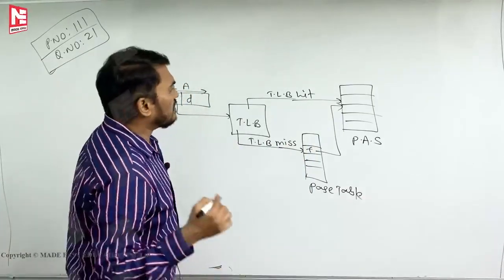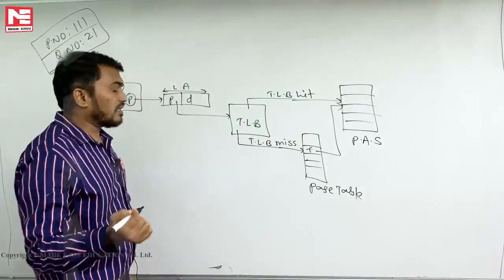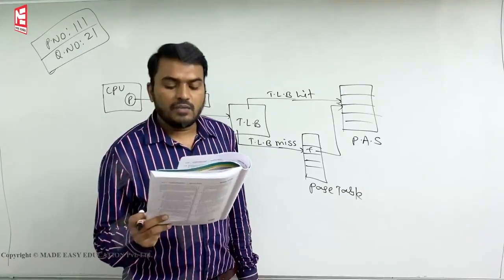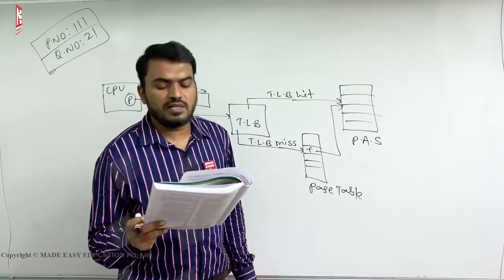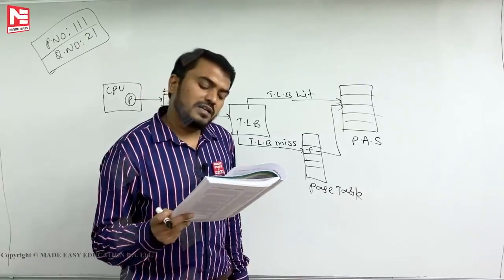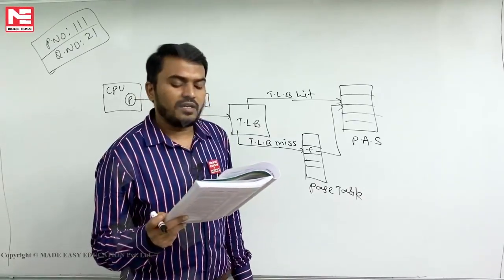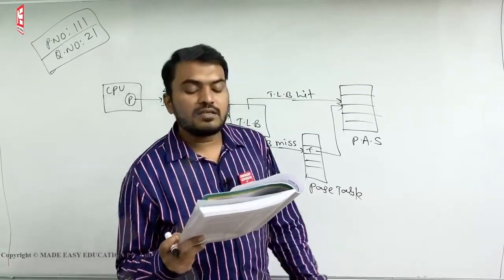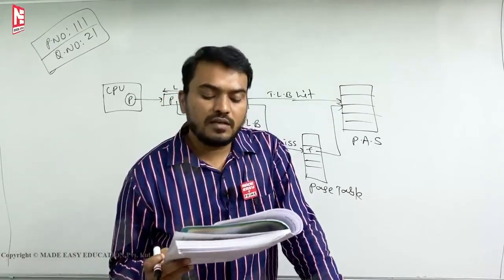Now understand the question. What is given in the question? Try to understand here. I am just reading here. The TLB is added. The page fault service time is 200, which is very clearly given. The main memory access time is 10 milliseconds. The TLB is added to improve the performance, which is also given. 80% of references are found in the TLB.